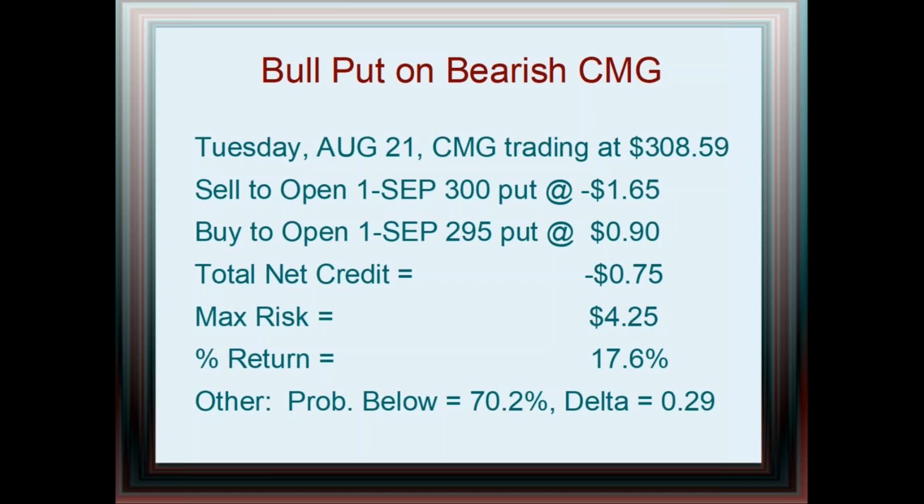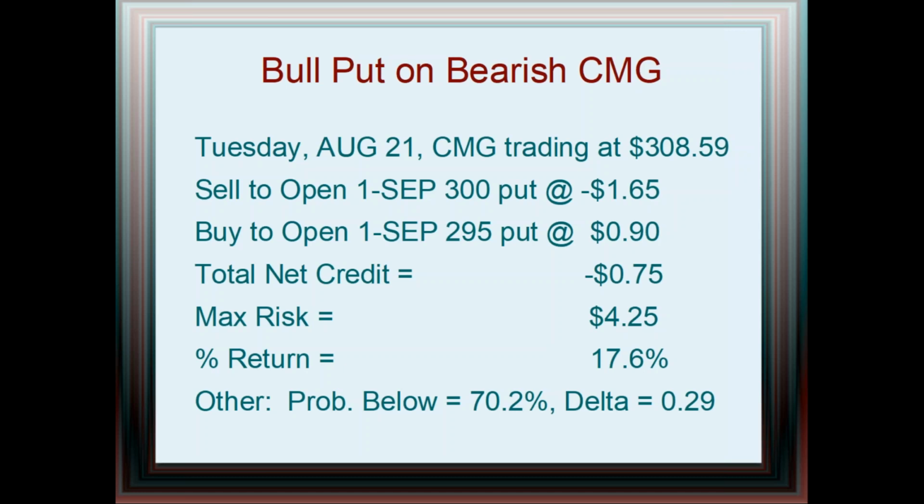Maximum risk, difference in strike prices minus the net credit, so it would have been 425. Our percent return, 17.6%. Pretty good for a 9 to 10 day trade. Now the factors at the time, I wouldn't have opened this, but let's take a look.